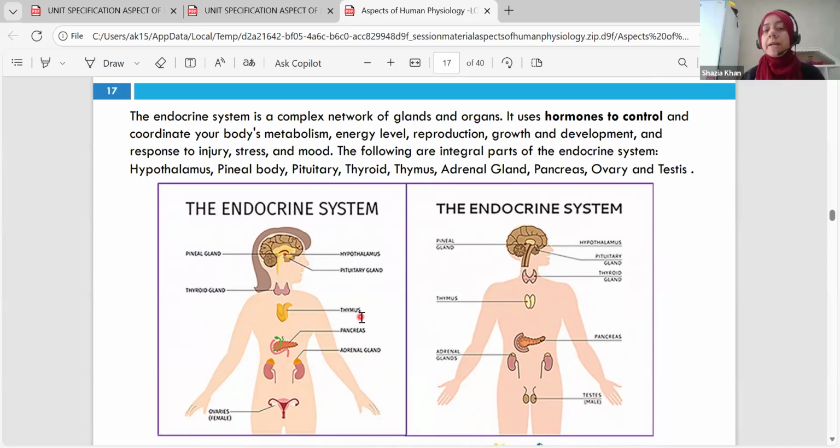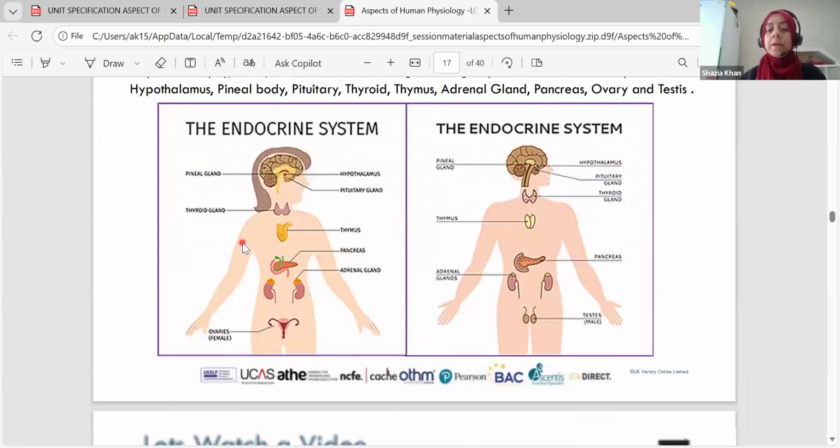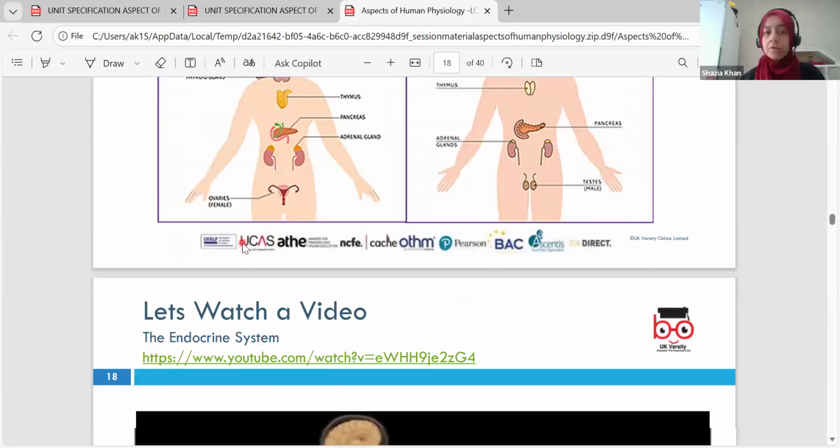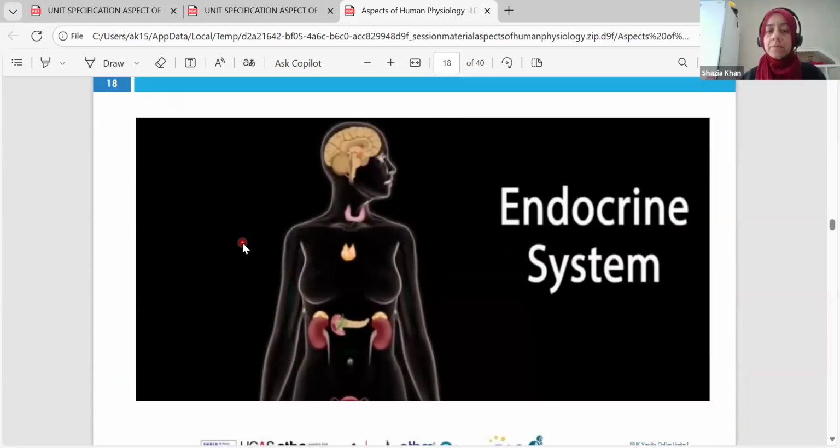There are different body functions like reproduction, growth, development, injury, stress. These all function together, not as one unit. It's the brain that controls your heart and the other organs as well. So it's not just the pituitary gland functioning in isolation. It has stimulus from other glands and other organs as well. And if one goes wrong, it impacts the rest of the body. Then this is a video to see for the endocrine system to understand it in more detail.